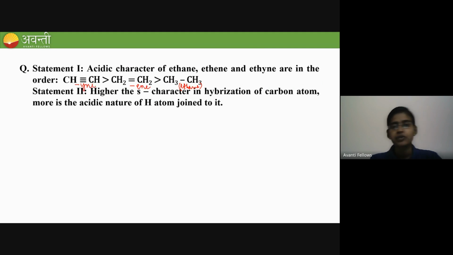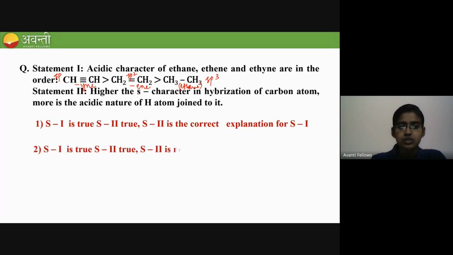Right. Now coming to statement 2. Higher the s character in the hybridization of carbon atom, more is the acidic nature of hydrogen atom joined to it. So, if it is ethane, the hybridization is sp3. If it is ethene, the hybridization is sp2. If it is ethyne, the hybridization is sp. Okay. Now, you have to find out the correct answer by seeing these two statements.